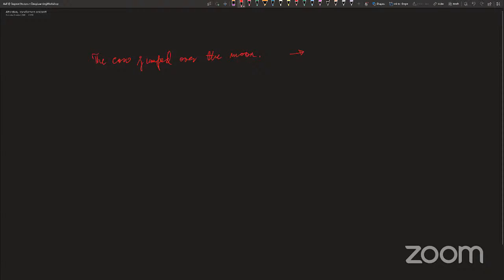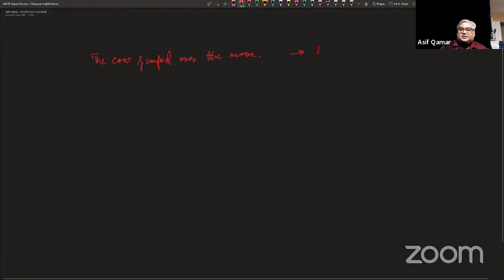So, suppose you have a sentence, the cow jumped over the moon. And let us say what you want to do is translate it into some language. Pick a language, you can try Spanish. Okay, I'll translate. Good. And then you can tell me the translation.